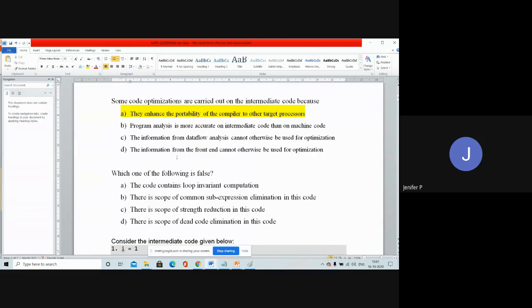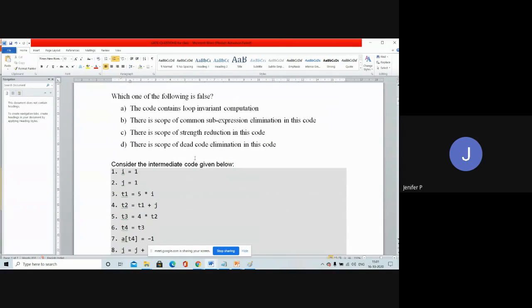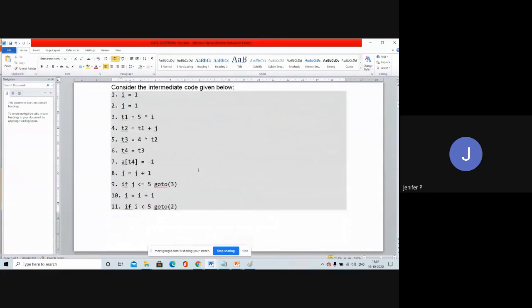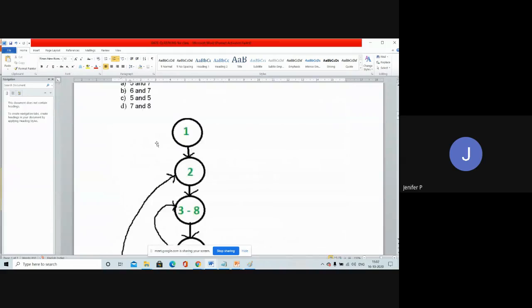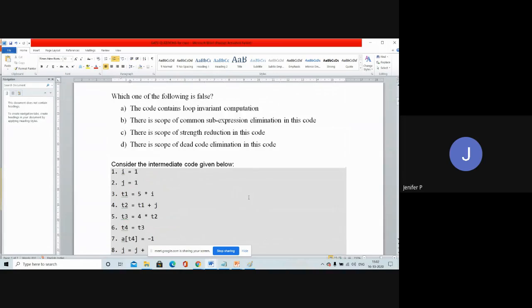Yeah. Then the next one, which one of the following is false? In most questions on optimization, there may be MCQs like this, or I will show you, they give a code and ask how many points and paths, or how many blocks you can identify. Likewise they may ask to write the optimized code. So see here, the next one is which one of the following is false.